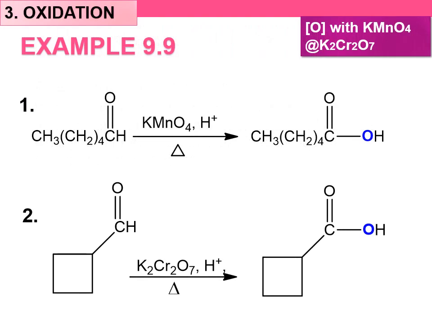Let's do example 9.9 on page 316, question number 1. The first reaction is using potassium permanganate. So all you have to do is add oxygen at the carbonyl carbon, making the product a carboxylic acid. Question number 2, also the same thing. We are doing the oxidation using potassium dichromate now. Just attach one oxygen at the hydrogen that is attached to the carbonyl carbon, and you're going to get a carboxylic acid.